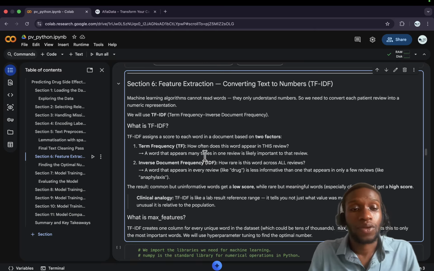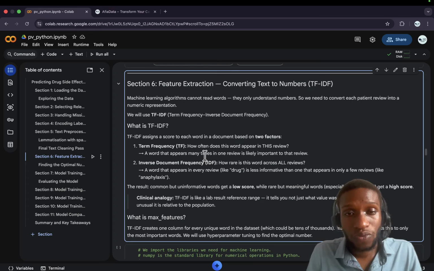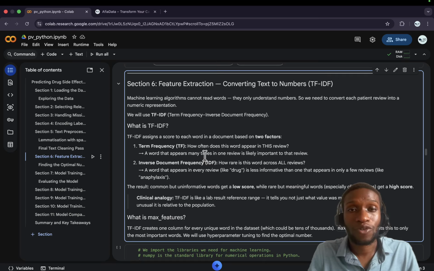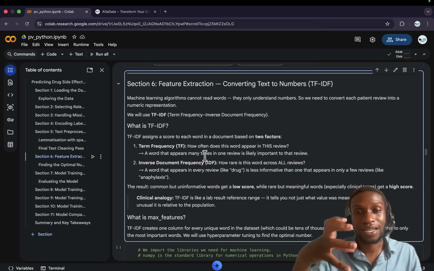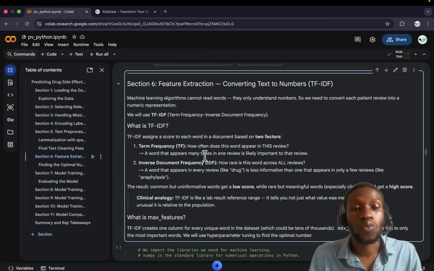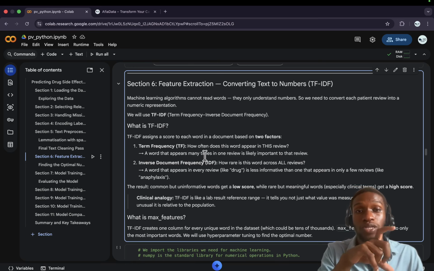So here, under feature extraction, we normally do a couple of steps. When I say machine learning here, it means you are not using an LLM to help you through this step. It's not an LLM that is running within this model. Machine learning algorithms normally cannot read words. They only understand numbers. So we need to convert each patient review into a numeric representation. That's very important. This numeric representation is different from the labeling that we did up there.